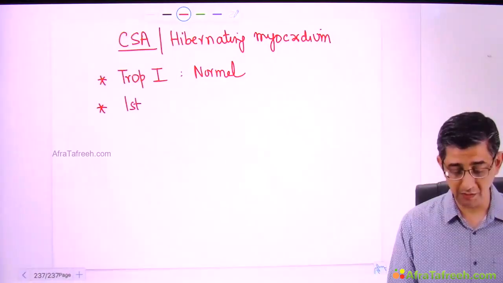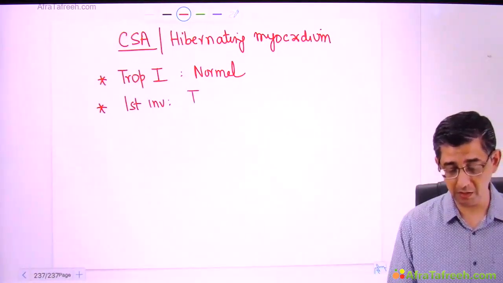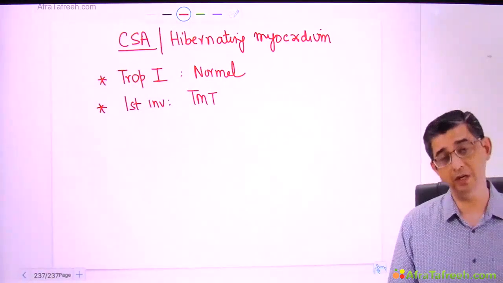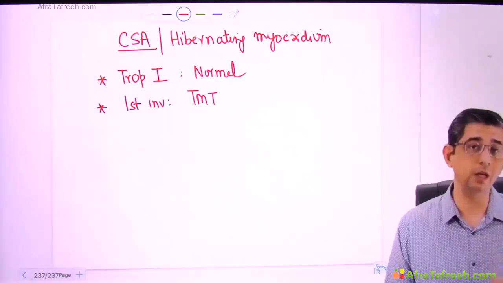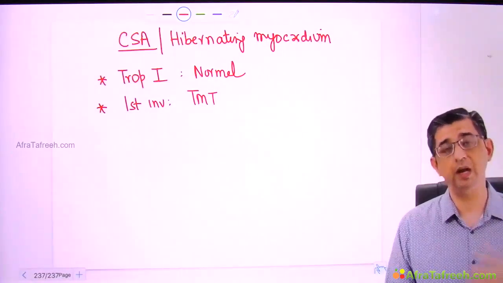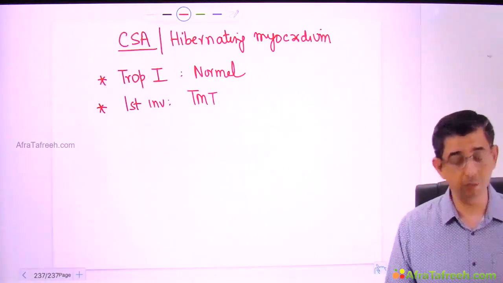So what is the first investigation that is required in this patient? It's a treadmill test showing ST80 positivity, that is ST depression of more than 1 millimeter persisting for at least 80 milliseconds starting from the J point, and should be in contiguous leads, that is minimum of 2.